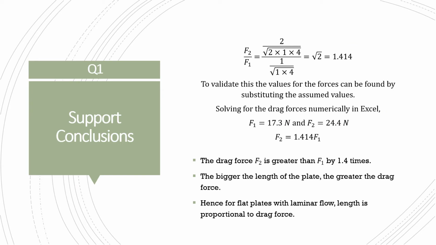After taking the ratio of the two forces, it was found that F2 is greater than F1 by 1.4 times, and even solving for the drag forces numerically using the assumed values before in Excel gave the same result. So, in conclusion, the drag force F2 is greater than F1 by 1.4 times, so it's the last choice. The bigger the length of the plate, the greater the drag force. So that means for flat plates with laminar flow, length is proportional to the drag force.